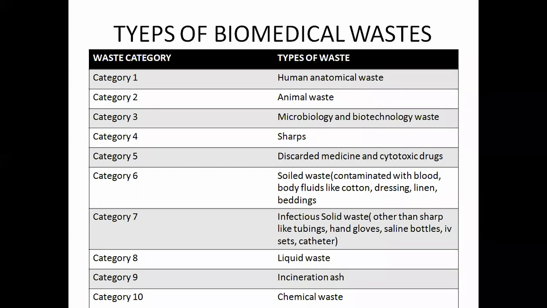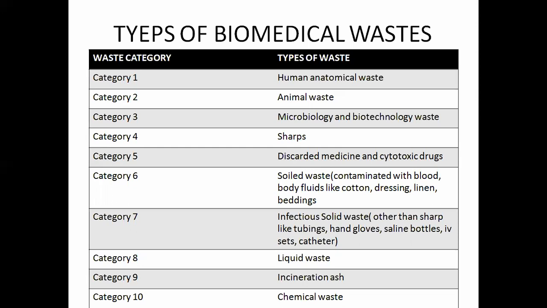Category number 4 is your sharps. It may be your needle, your cannula, your scalpel, your blades. Category number 5 is discarded medicine, including expired medicine. Category number 6 is soiled waste. All the things which are contaminated with blood and body fluid, like cotton, dressing, linen, and beddings, come under category number 6. Category number 7 is infectious solid waste.